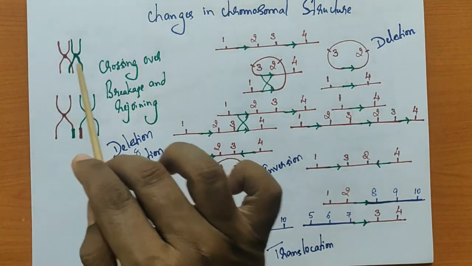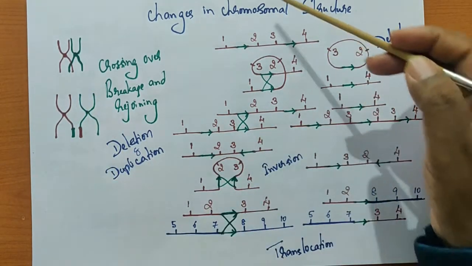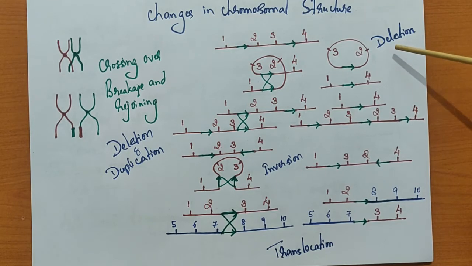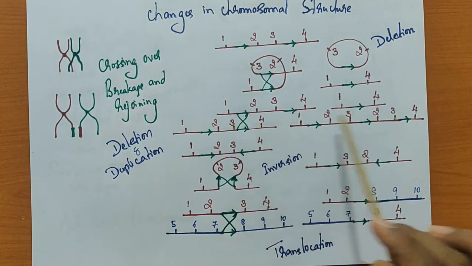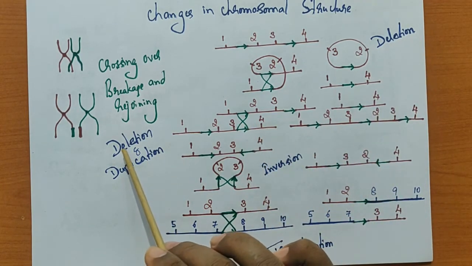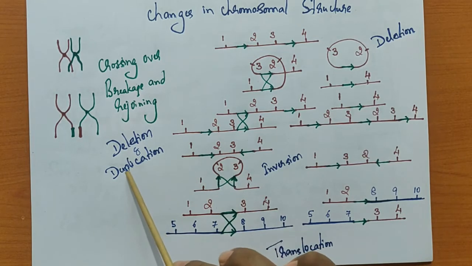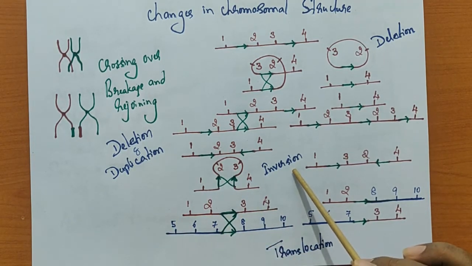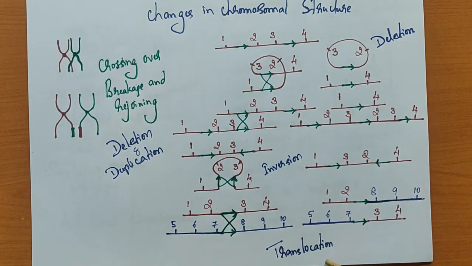Now in the case of homologous recombination, so many things can happen. For example, this is an example where a portion of the DNA can be deleted. This is what is known as a deletion process. Here is an example in which a deletion is going to happen followed by duplication of the genetic material. Now an inversion is going to happen. There is a translocation going to happen.